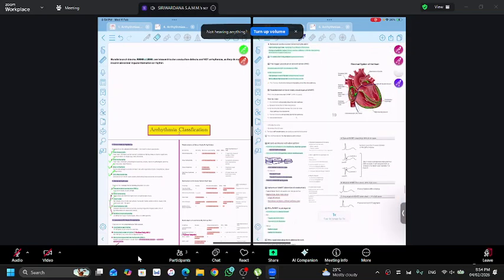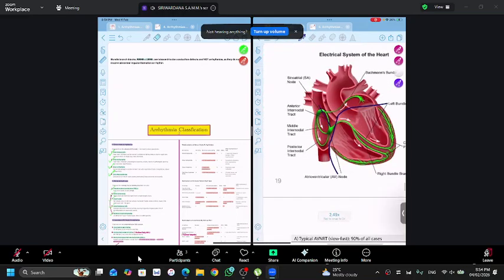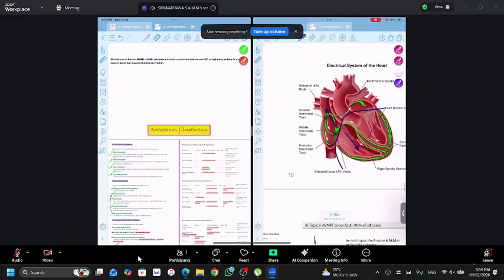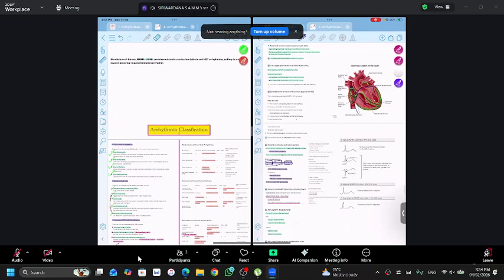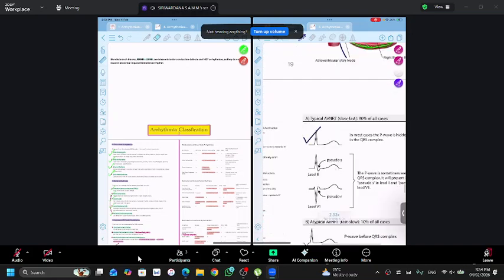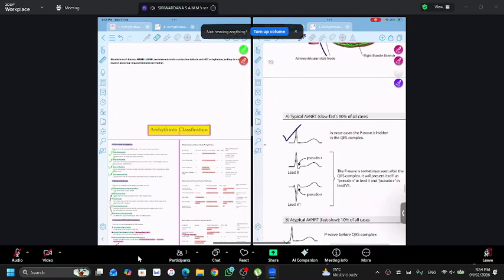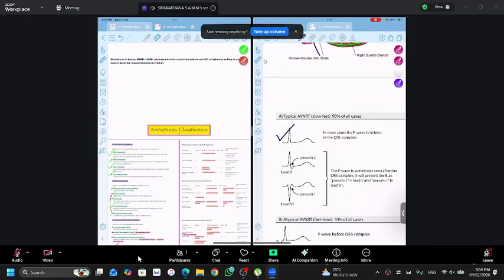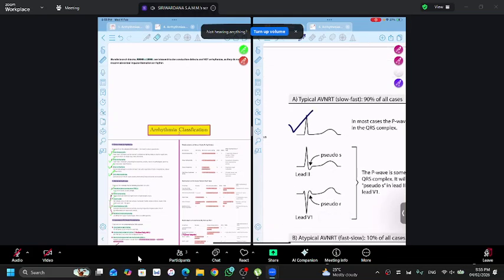What happens to the P wave? Again, pretty similar to junctional tachycardia, because atrial and ventricular contractions happen at the same time. So the P wave can usually be hidden within the QRS complex. That is what is shown here. Another thing that can happen is that the P wave can be seen in the QRS complex, but as a pseudo S wave. So this is QRS.